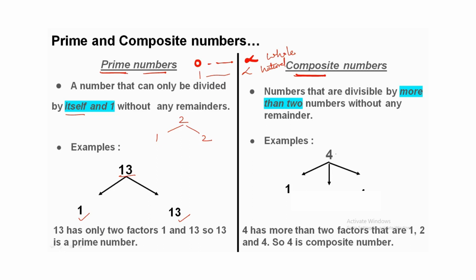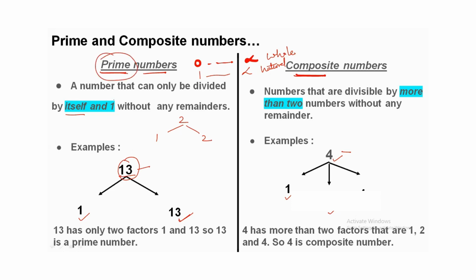If I talk about 4, what can we say about 4? 4 comes in the table of 1, in the table of 2, and in the table of 4 as well. But what is the difference between these numbers? This 13 has only two factors, which are 1 and the number itself. When a number has only two factors, 1 and the number itself, those types of numbers are known as prime numbers.